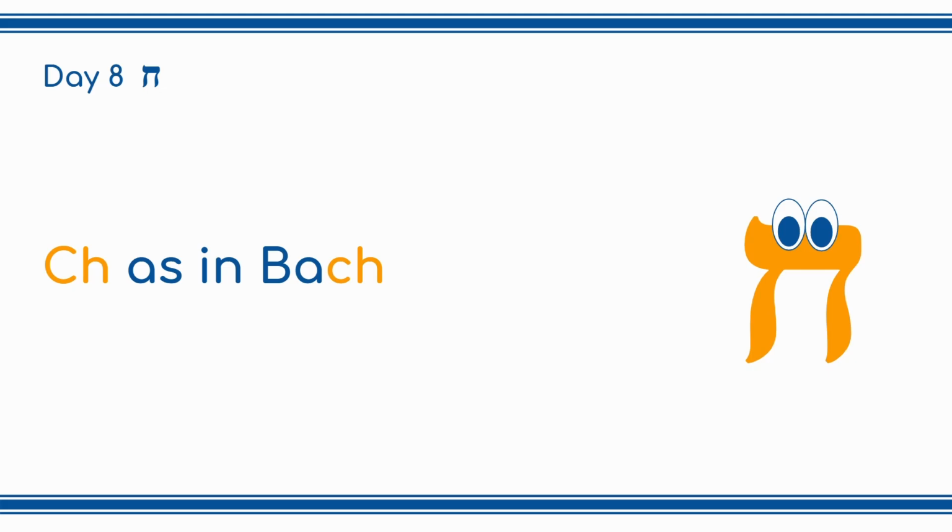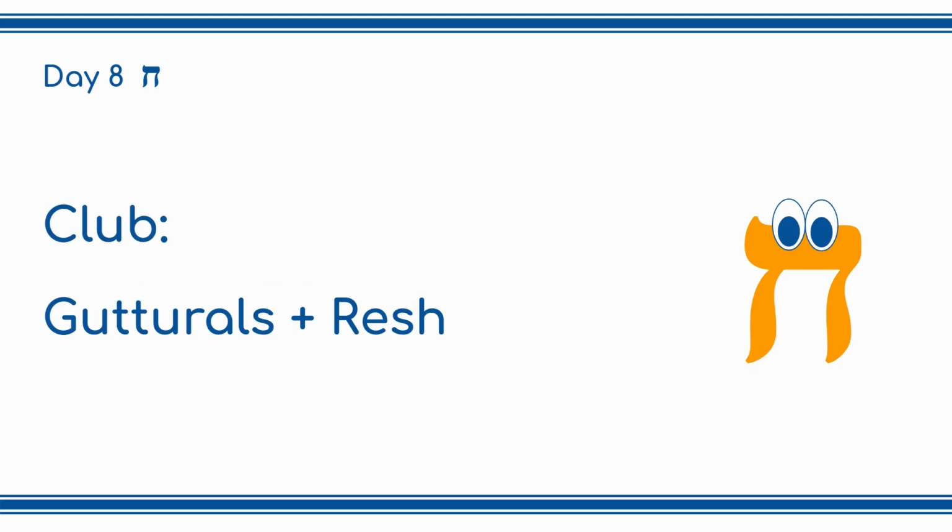Okay, so moving on. The letter Chet is part of the gutturals plus resh club. So the other two letters that you've learned so far that are part of this club are Aleph and Hey. So now Aleph and Hey have another member that is joining their club. It's the letter Chet. Chet is part of the gutturals plus resh club.